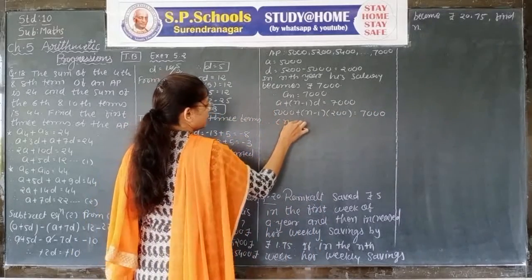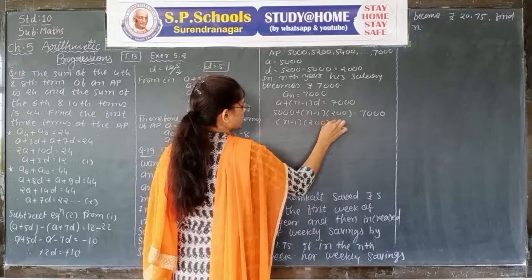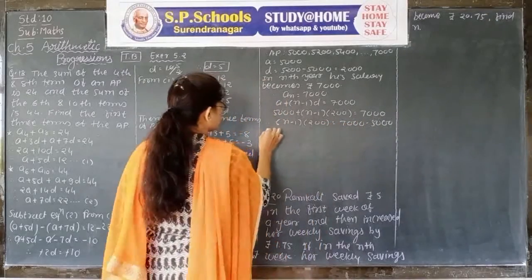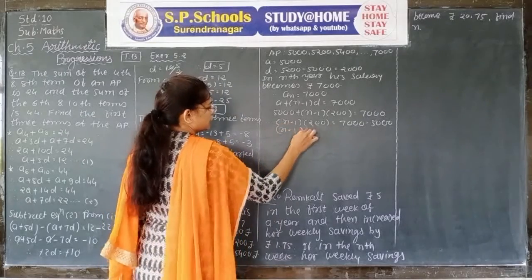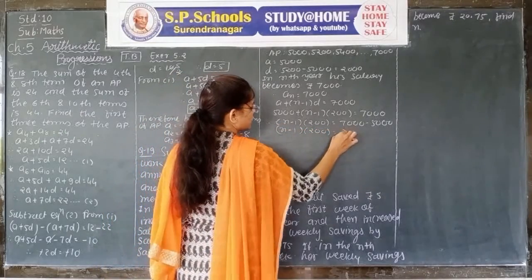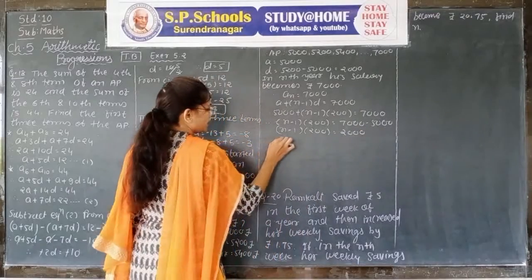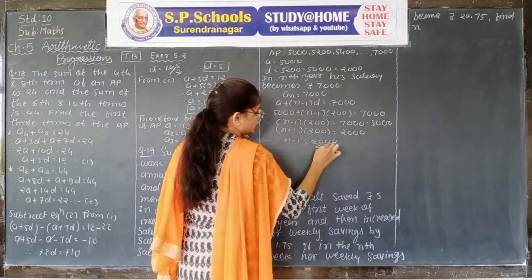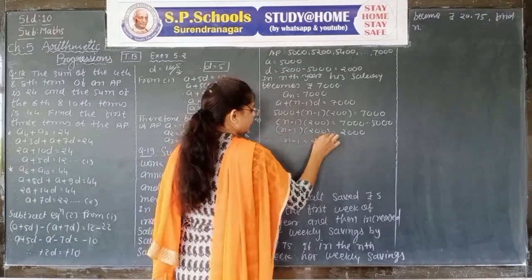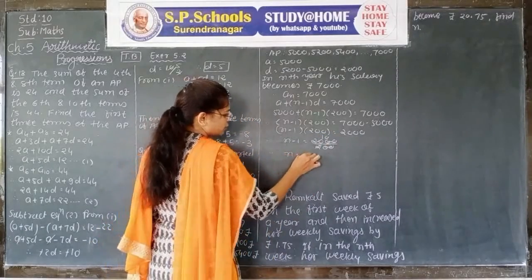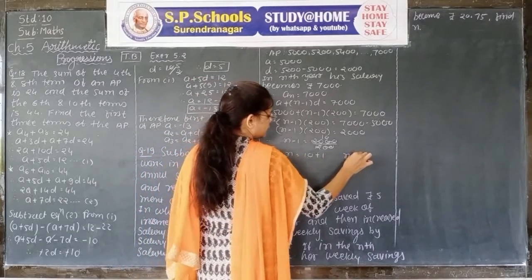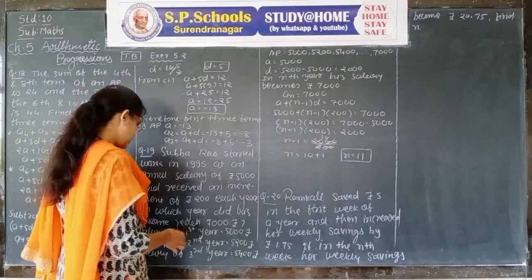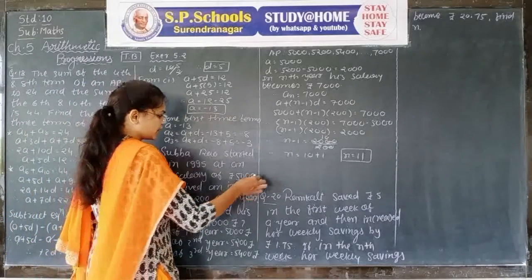By making n minus 1 into 200 the subject, 7,000 minus 5,000. n minus 1 into 200 is equal to 2,000. n minus 1 is equal to 2,000 upon 200. Two zeros are cut and we get 10. That's why n is equal to 10 plus 1, and n is equal to 11. In the 11th year, his income reached rupees 7,000.